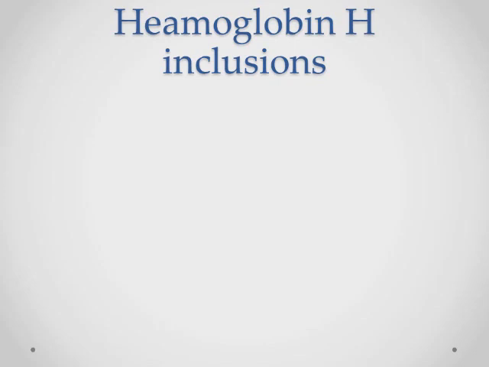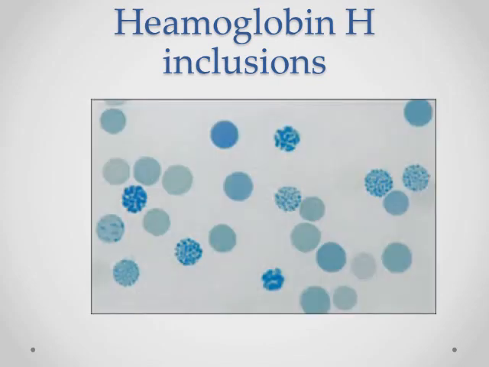And now we have hemoglobin H inclusions, like what we see here with brilliant cresyl blue. This is called hemoglobin H inclusion. Hemoglobin H, or hemoglobin Bart's, means deletion of three alpha chains.